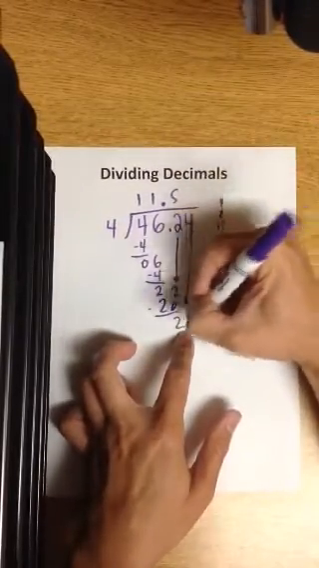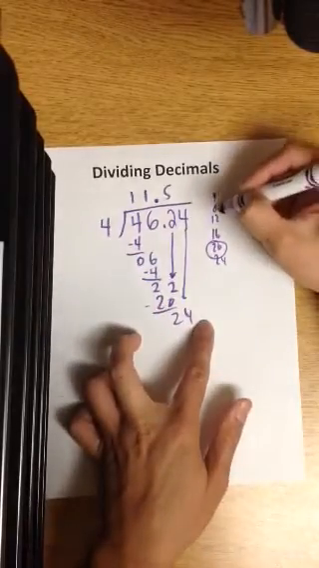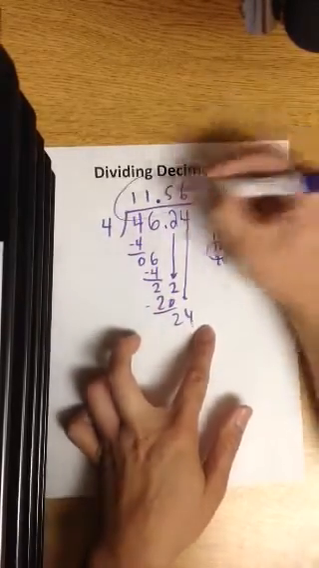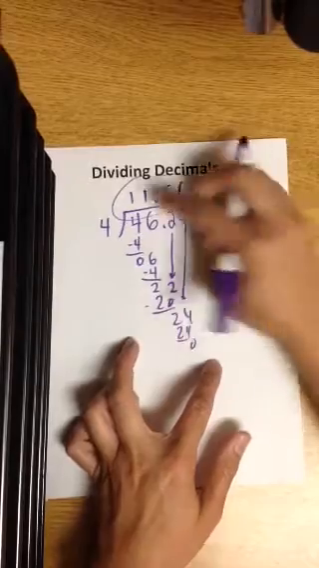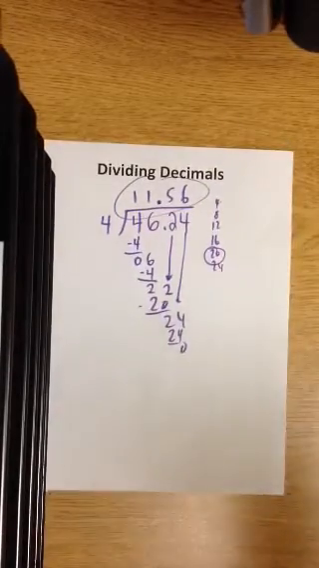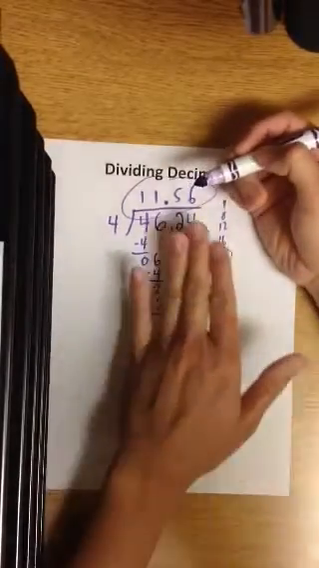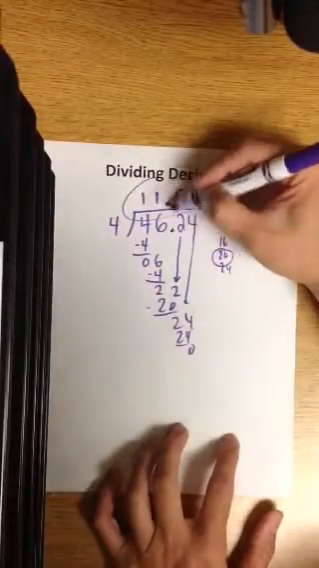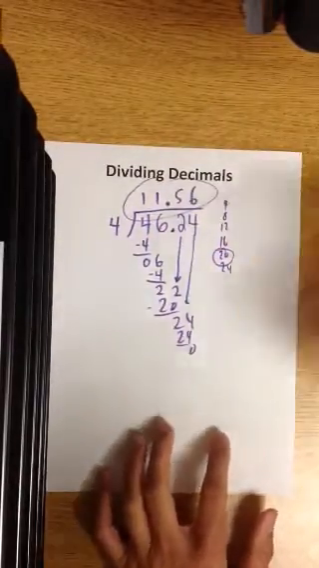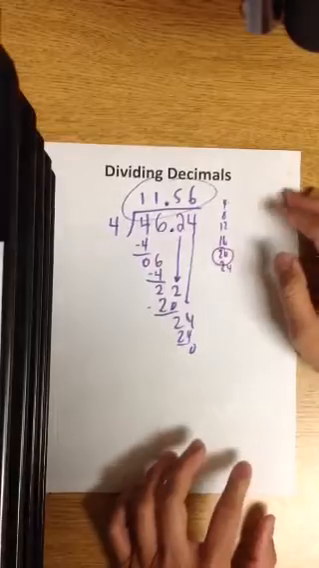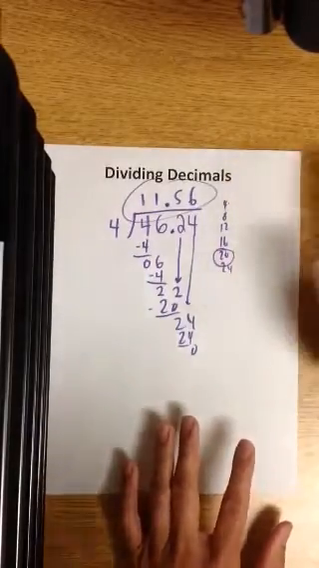Bring down the 4. How many 4s go in 24? 1, 2, 3, 4, 5, 6 times. So the remainder is 0. So each person gets $11.56. When you're dividing a decimal by a whole number, do not forget to line up the decimal point. I wish every question was as simple as this, but what happens when you divide a decimal by a decimal?